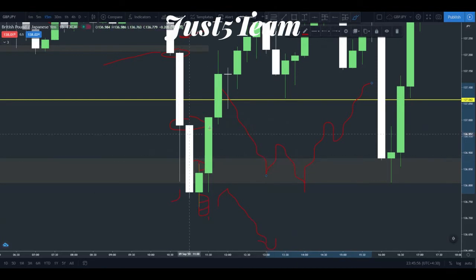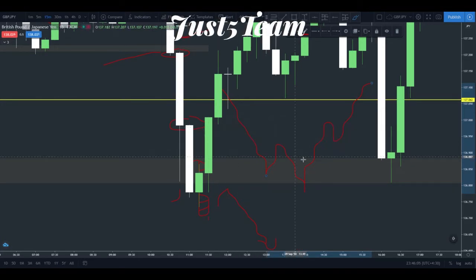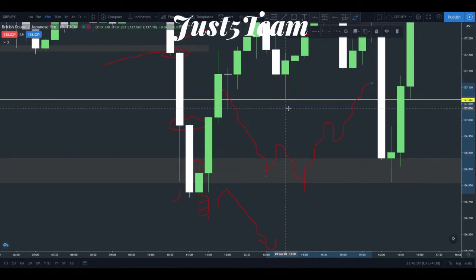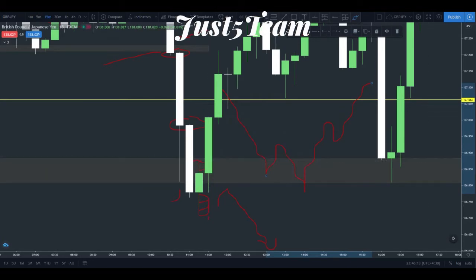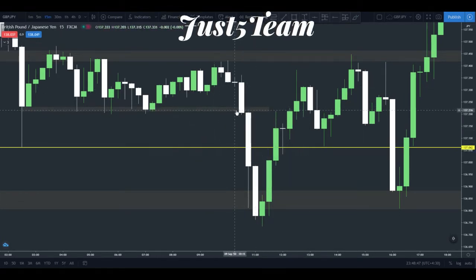So for the safe trade, we could not go for a buy around here, but in future when you become professional at quick scalps, you could find this pattern, this structure, and go for a buy around this area. Okay, let's go. Now I will show you where we could go for a safe buy.